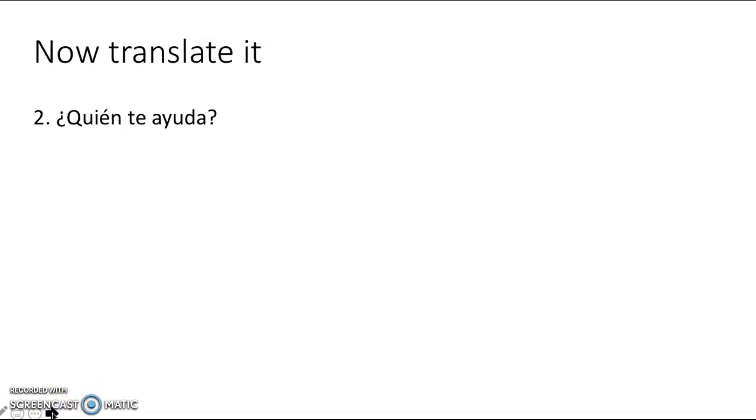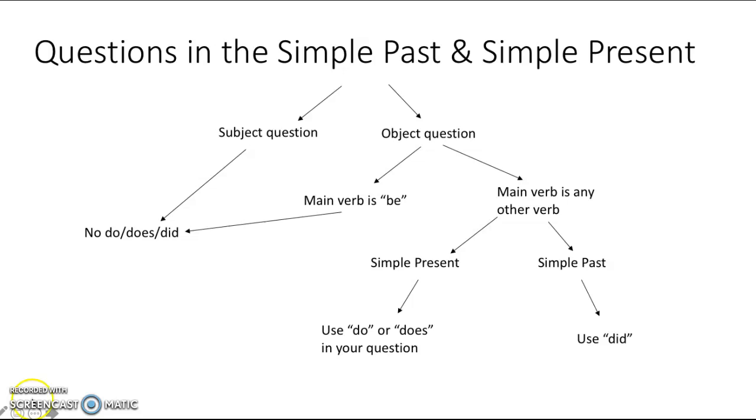Now, take a moment and translate this to English. You can pause the video. All right, let's look at the answer. Who helps you? That is a subject question with no do or does. So far, we've talked about that object questions use do or does and subject questions don't. In general, that's true, but it's a little bit more complicated.